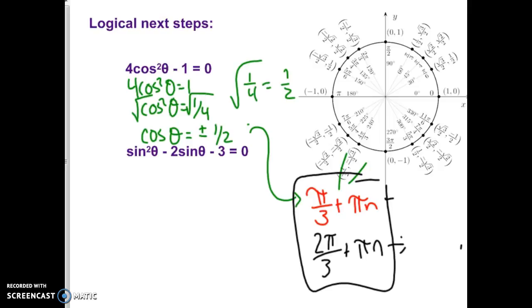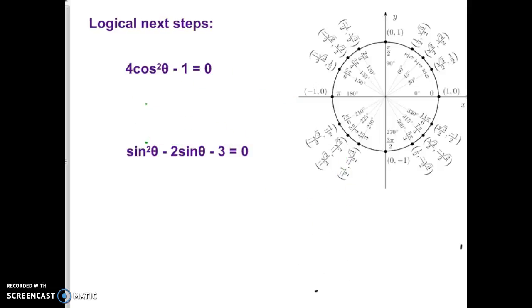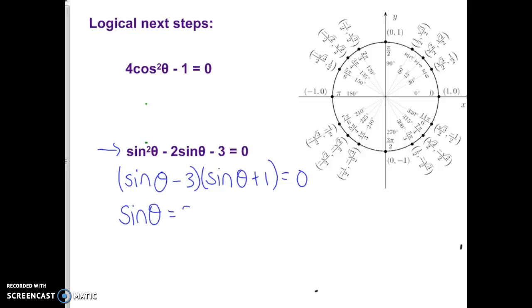Now we're going to go on to another example. On this example, I can't just move the 3 to the other side. That won't help me, but I can factor. So when I factor this out using a box, grouping, however you factor, I end up with sine theta minus 3 and sine theta plus 1. I set each factor equal to 0, and I find that sine of theta equals 3 and sine of theta equals negative 1.